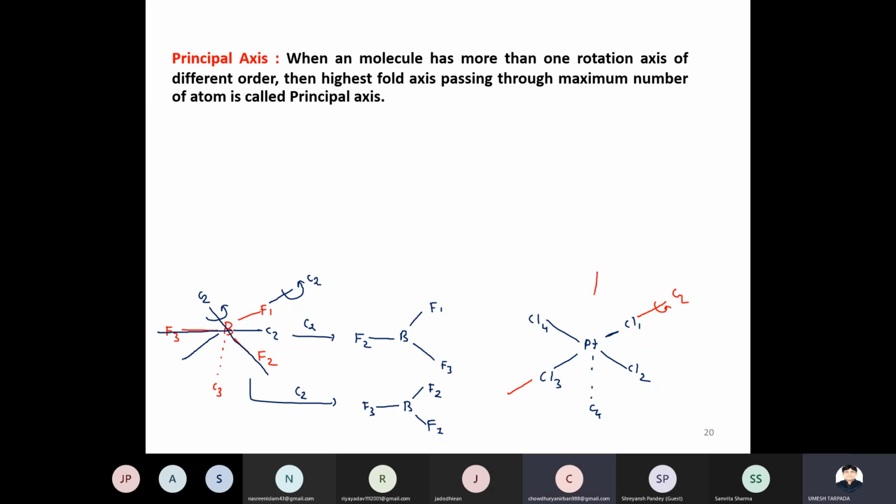If you apply this axis, what happens? These three atoms remain as they are. At an angle of 180, Cl4 and Cl2 can change their position. These two atoms can change their position. How many such C2 are there? One is passing through Cl4 and Cl2. Good. This is the second C2. What about the third one? Of course, if you take this C2, then Cl1 and Cl3 can change their position.